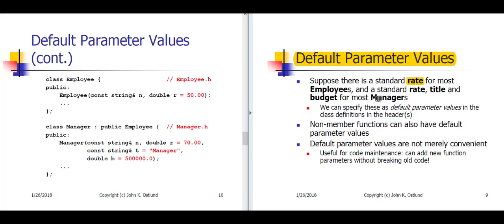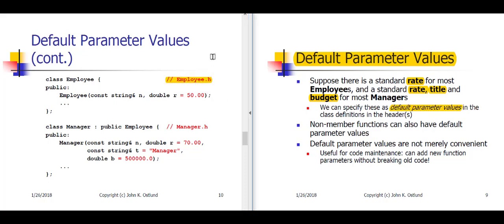Likewise, let's suppose for managers that the rate, title, and budget are standardized for new managers that we hire. So again, we only want to have to specify rate, title, or budget for manager objects for which these are unusual values. What we can do is to specify defaults in the declarations of these functions in the header.